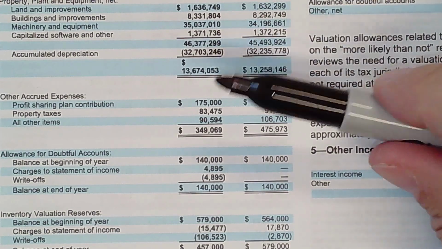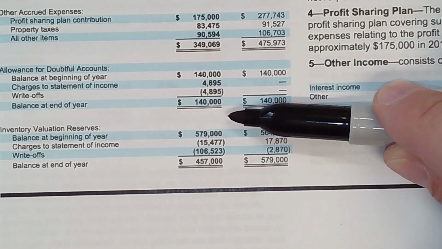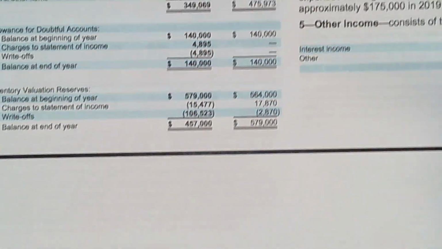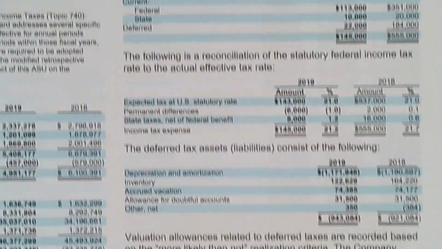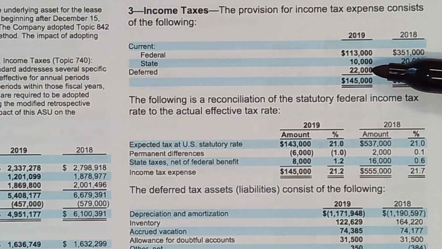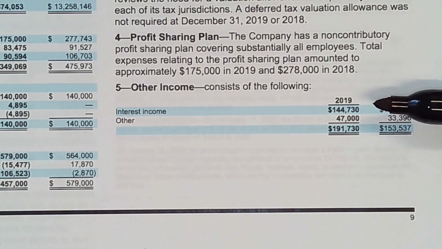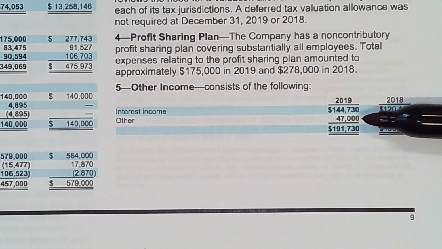Even have a breakout of other accrued expenses. Here's my allowance for doubtful accounts. Here's my inventory valuation reserve, right? So we're giving a little bit more detail on some of these items. Here's our income tax footnote. Lots of interesting things here. We've got current and we've got deferred. We don't know what that deferred means, but we'll talk a little bit more about that. We've got a breakdown of other income. This is interest income off of the CDs, and then just other income that they have.